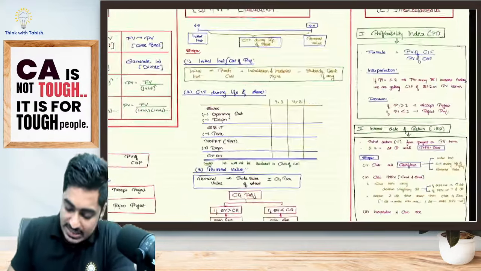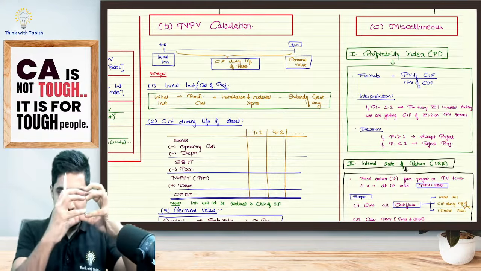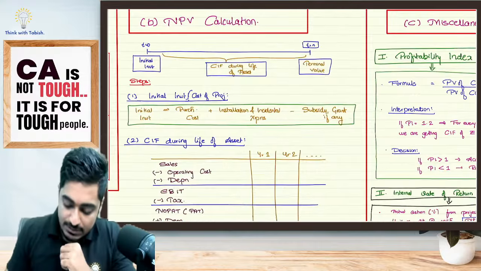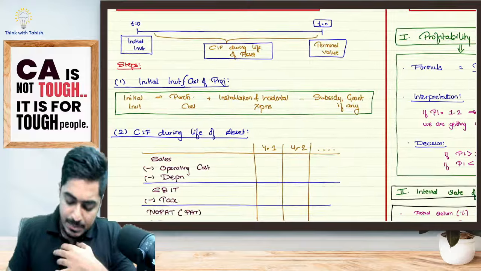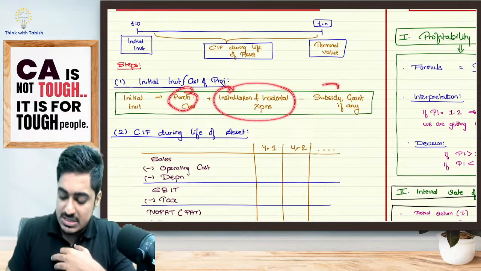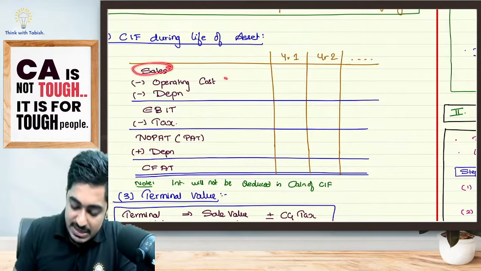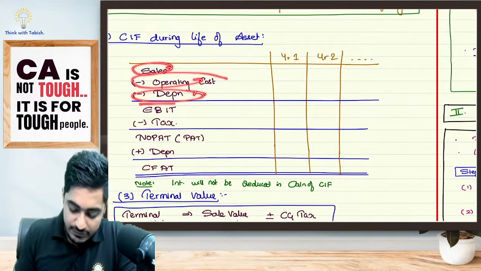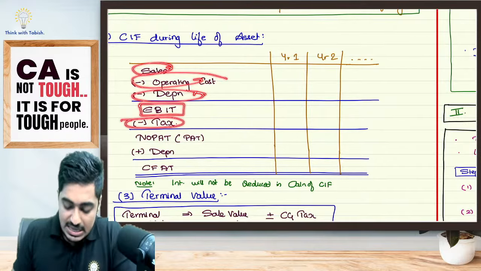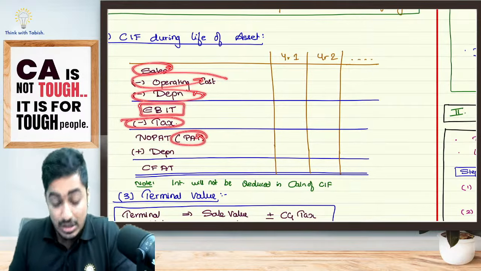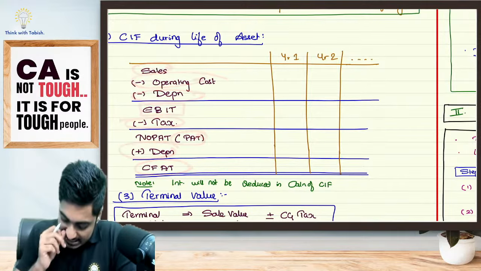Let us just quickly summarize what I've told. Pay attention. For NPV, 3 cash flows are there: initial investment, cash inflow during the life of the asset, and terminal value. Initial investment, how much I've paid: purchase cost plus installation expenses minus subsidy. During the life, what all have I got? Sales minus cost minus depreciation gives me my earnings before interest and tax. From that, I will reduce tax and arrive at my profit after tax. On that, I will add depreciation and arrive at my cash flow.